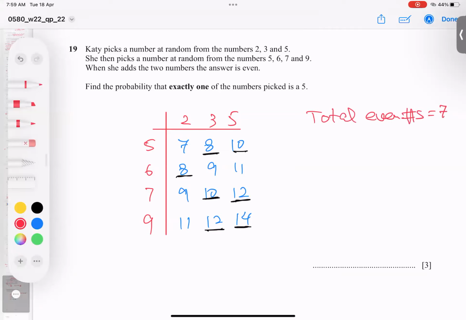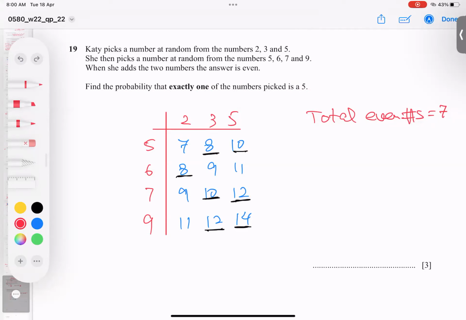But he said, find the probability exactly one of the numbers picked is 5. Like, for example, I give you this 8. How did I get 8? I picked 3, I picked 5. So then I got 8. But this 10, how do I get it? I picked 5, I picked 5. 5 plus 5, 10. But he said, no, no. Exactly one 5 could be there. And it must involve exactly one 5.